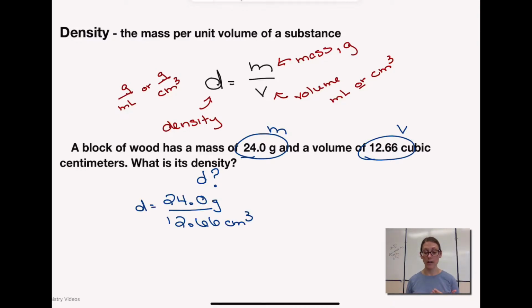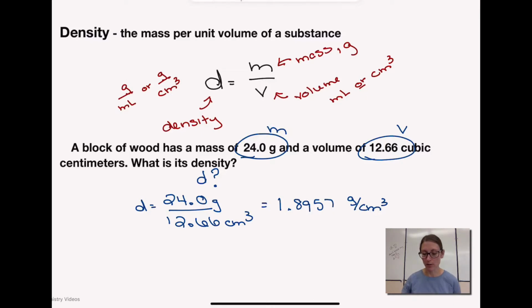Okay, so since I knew the mass was 24 grams, I put that in the mass spot, which is up on top. And I knew the volume was 12.66 cubic centimeters. I put that in the denominator because that's where the V was. So break out your calculator. 24 divided by 12.66 is 1.8957. There's actually more digits on my calculator. Unit-wise are going to be grams per cubic centimeter, but you have to use significant figures because you don't actually know all of those digits. They don't actually all have meaning in terms of how well you were able to measure the object.